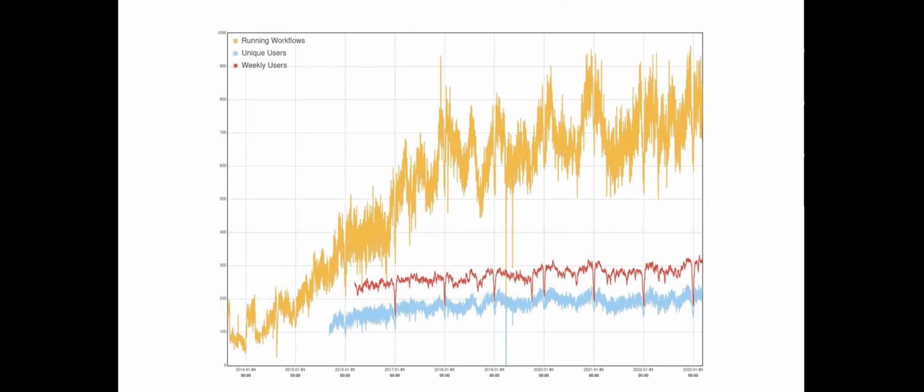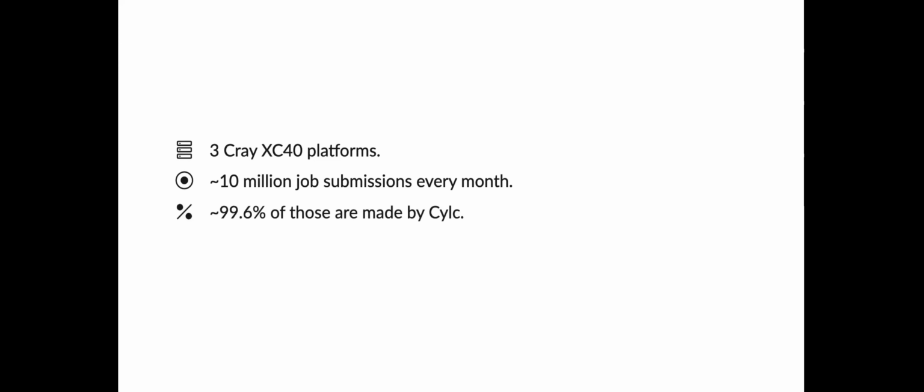So these days, we typically have around 200 scientists running about 800 workflows. There's quite a bit of fluctuation in there. We use Cylc to distribute these workflows onto a pool of 12 workflow servers, which allows us to keep the load nice and even across them. The bulk of that workload is submitted to 3 Cray XE40 platforms, which collectively represent, I think, a bit under 500,000 CPU cores. They receive about 10 million job submissions every month, and 99.6% of those submissions are made by Cylc.